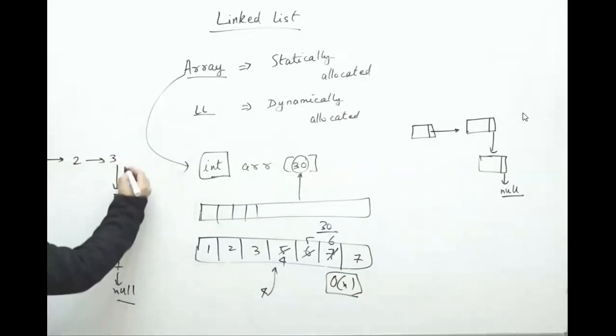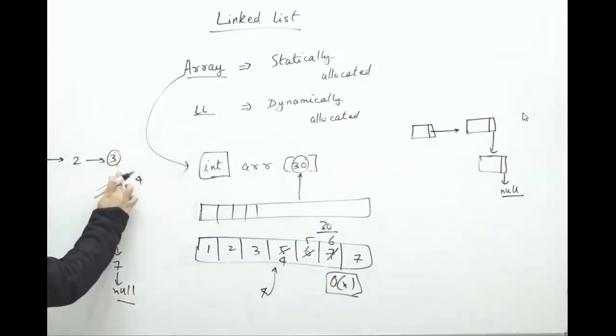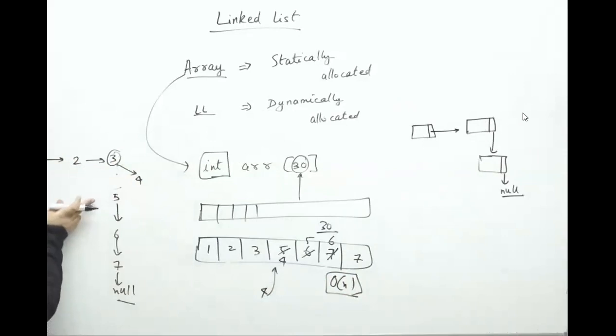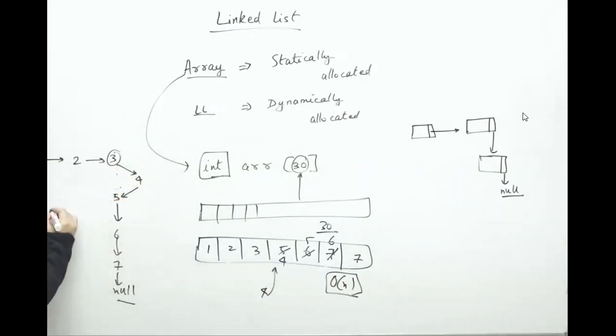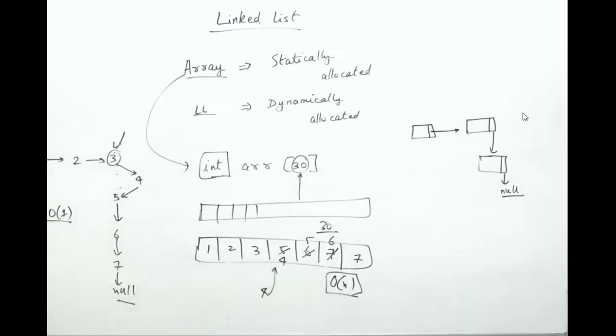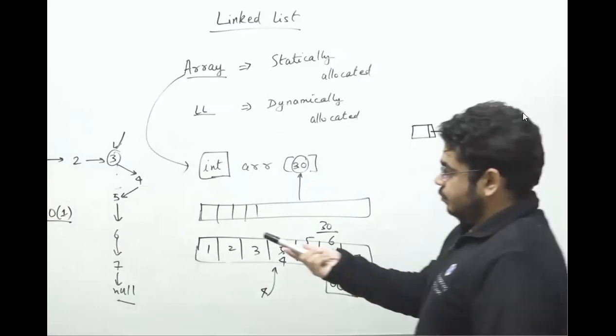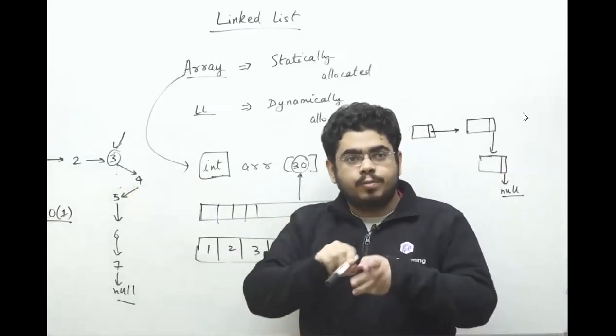What will I do? I want to insert 4 here. I will say this should now point to 4 and 4 should point to 5. So your insertion becomes O(1), provided you know the memory of this 3. Is that making sense? How it becomes O(1) insertion? I just need to change 2 pointers.